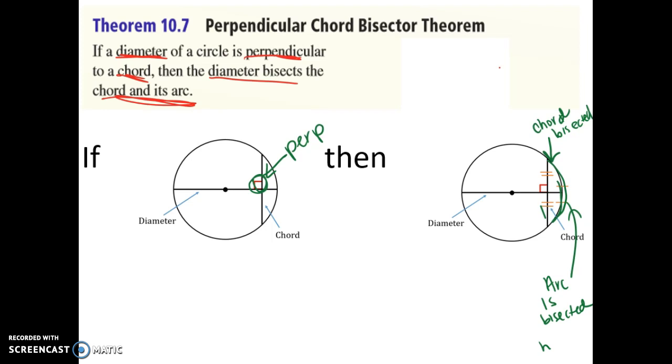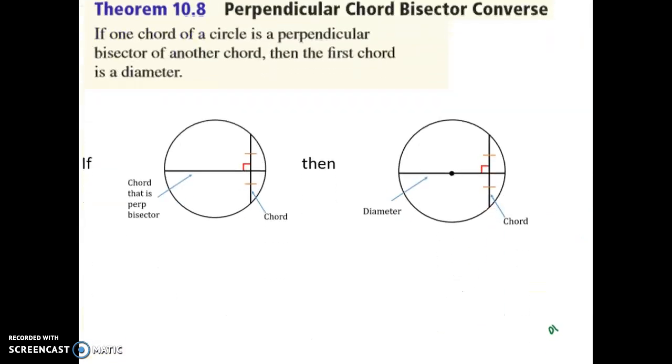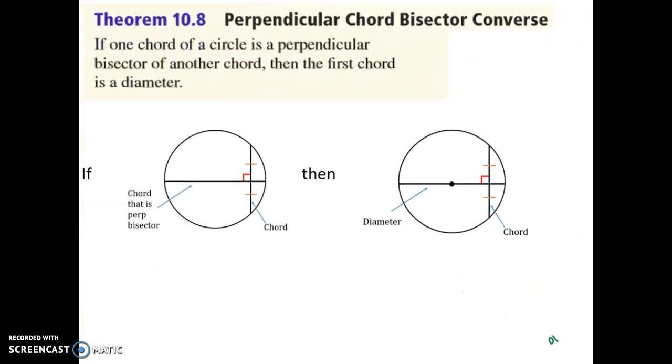So the theme of this lesson today is really right angles, because we have right angles here, and we have right angles with the tangent line rules. The reverse of this is also true. So if one chord of a circle is a perpendicular bisector of another chord, then the first chord is a diameter. So this chord is a perpendicular bisector of that chord, then this chord has to be a diameter.